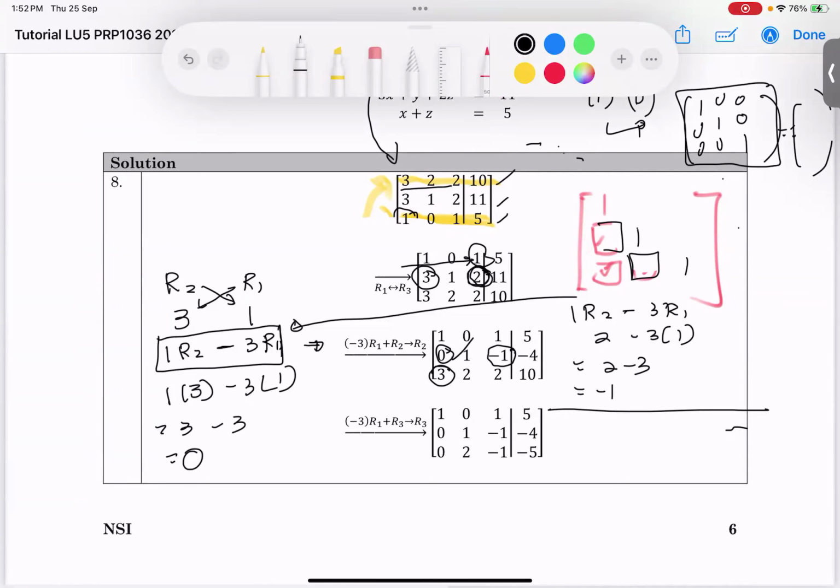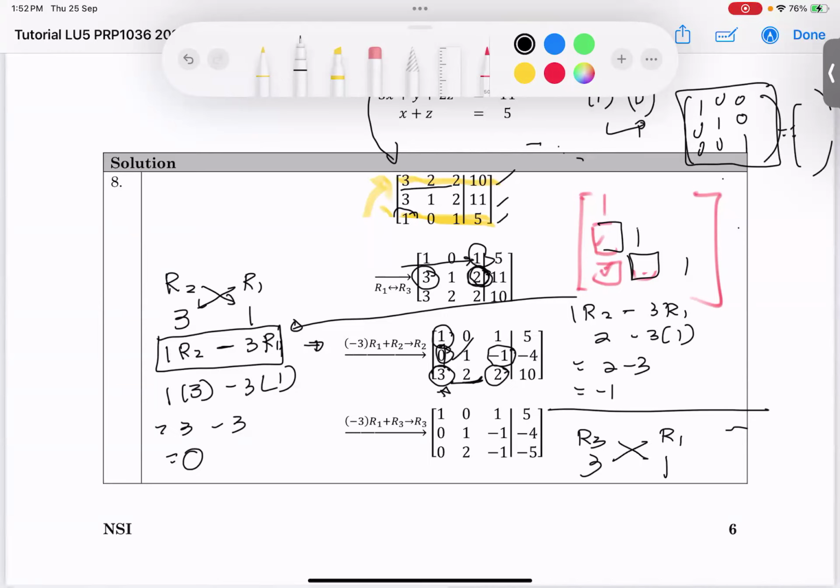So now my R3 is 3, this one. My nearest diagonal is 1. I cannot use this one. Why can I not use this one? Because this is the same row. We have to use different rows. So this one is R1, so I write down 1.